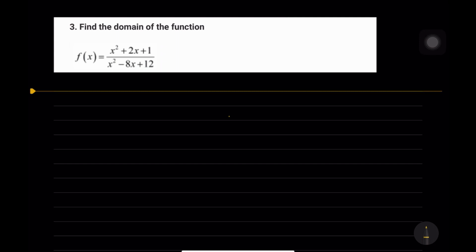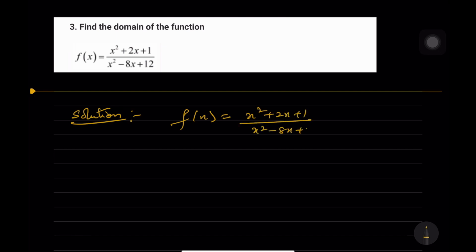Next, third problem: find the domain of the function f of x is equal to x square plus 2x plus 1 divided by x square minus 8x plus 12. What is the function given? We have to find the domain. It's x square plus 2x plus 1 divided by x square minus 8x plus 12. You can see that this is a rational function. So f is a rational function.